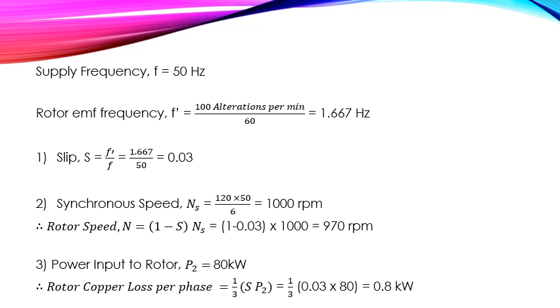Then using that we can find the rotor copper loss per phase. The rotor copper loss is calculated by taking S times the rotor input. The rotor input is given as 80 kilowatt, multiplied by S, that is 0.03, and to find the rotor copper loss per phase, divide by 3. So the rotor copper loss per phase is 0.8 kilowatt.